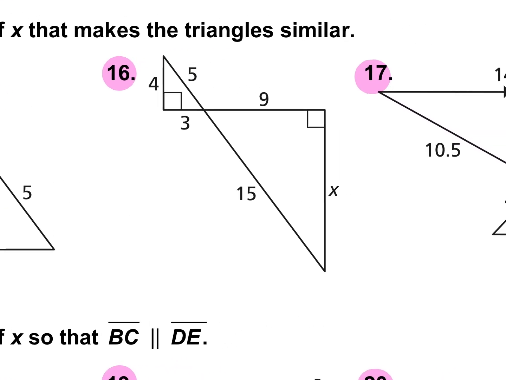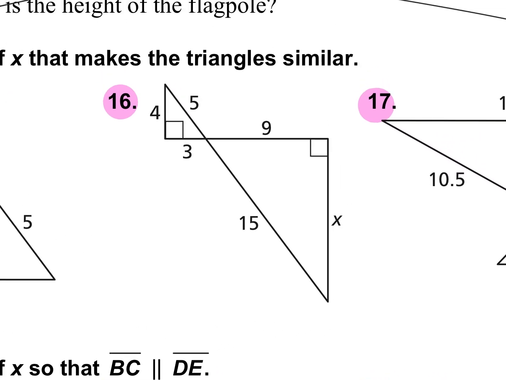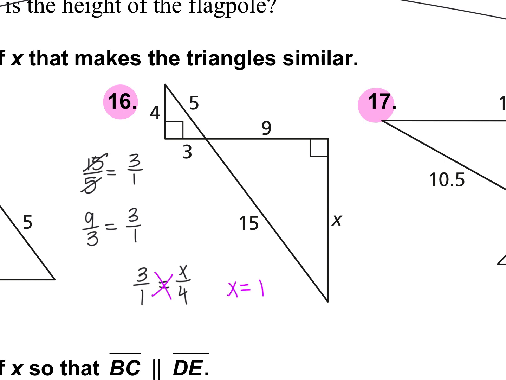All right, looking at number 16. Find the value of x that makes the triangle similar. Depending on what you used for your scale factor, either you could have used 15 over 5, 9 over 3, or you could have flipped them, which is fine. You're still going to get 3 over 1 or 1 over 3. Since I have 3 over 1, I'm setting it equal to the x that has the corresponding side, x over 4. All you have to do is cross multiply and x equals what? 12, and I'm done.